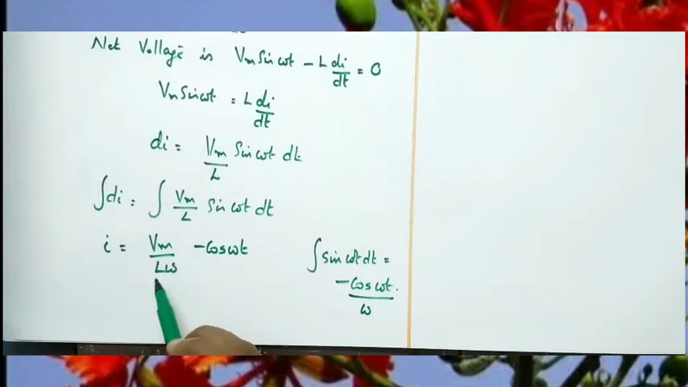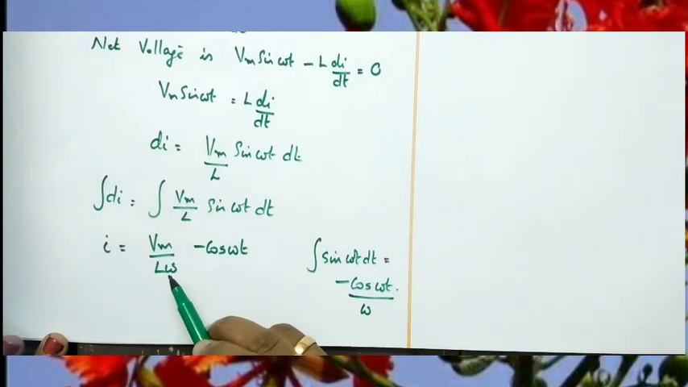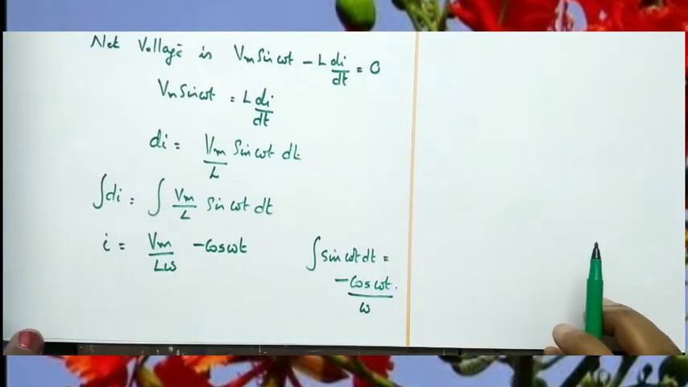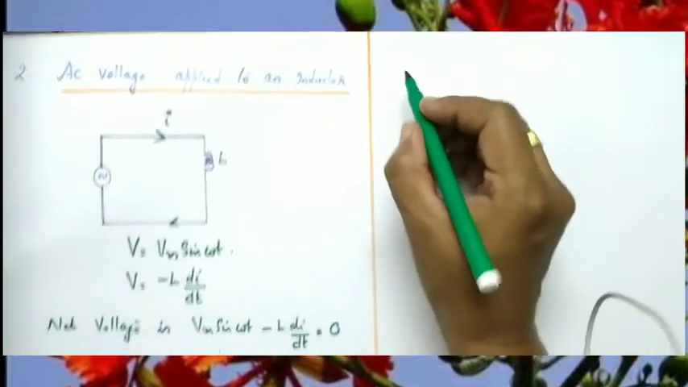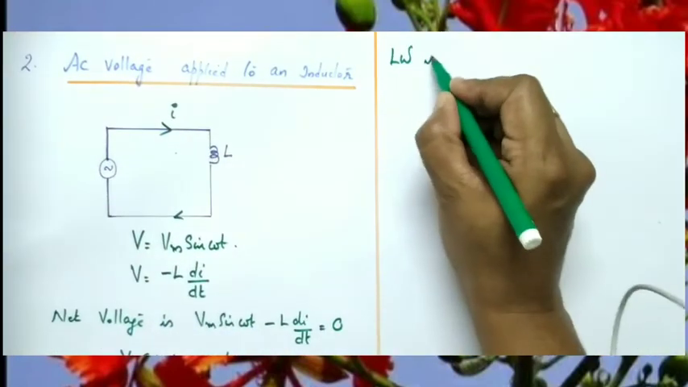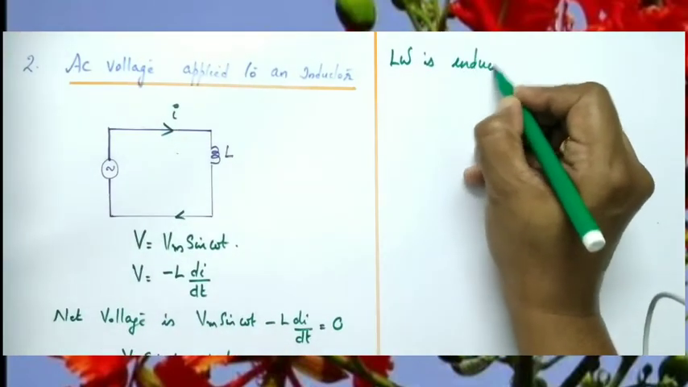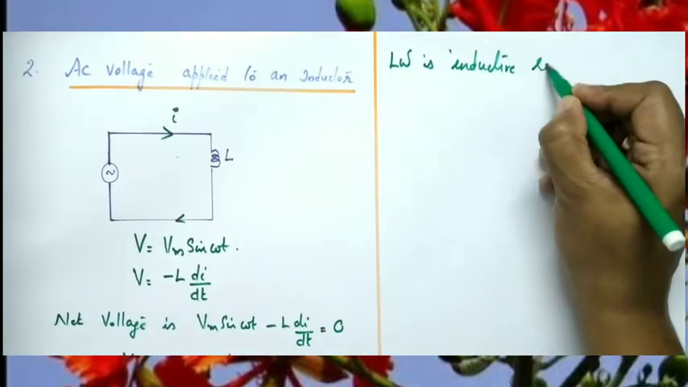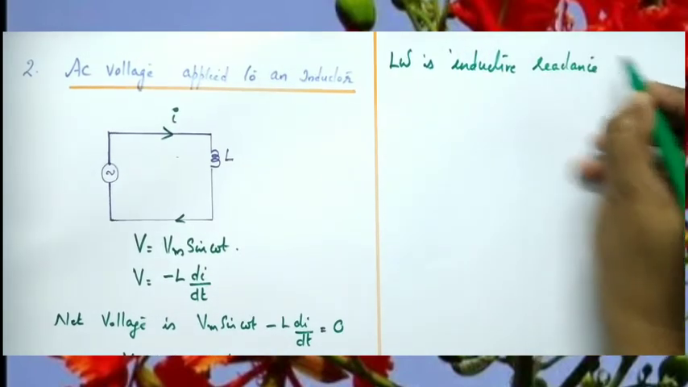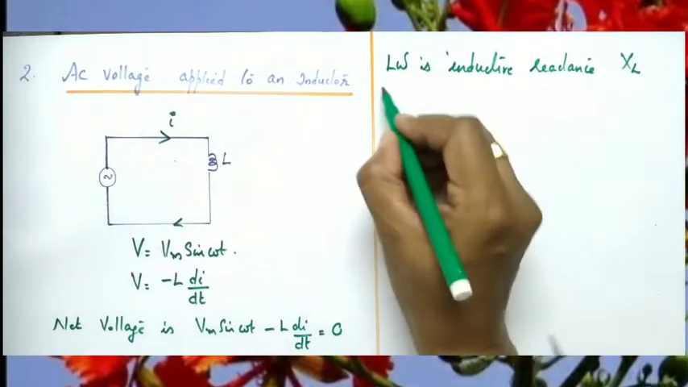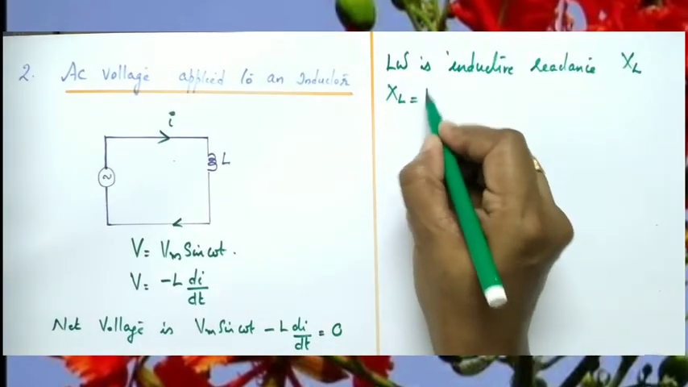Here L omega has the dimension of resistance, and it is called inductive reactance. That is actually the resistance offered by the inductor to the flow of electric current. Inductive reactance is represented by XL. So inductive reactance XL is equal to L omega.